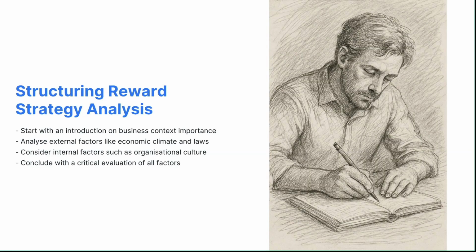All right, now let's talk about how to plan your answer. Start with a short introduction, explaining why understanding the business context is key for good reward management in organizations like the one in your scenario. Then, organize your main analysis into 2 or 3 clear sections. First, look at external factors, things like the economic climate, sector trends, or legal requirements. Second, tackle the internal factors, maybe the organization's culture, the characteristics of its workforce, or the psychological contract.